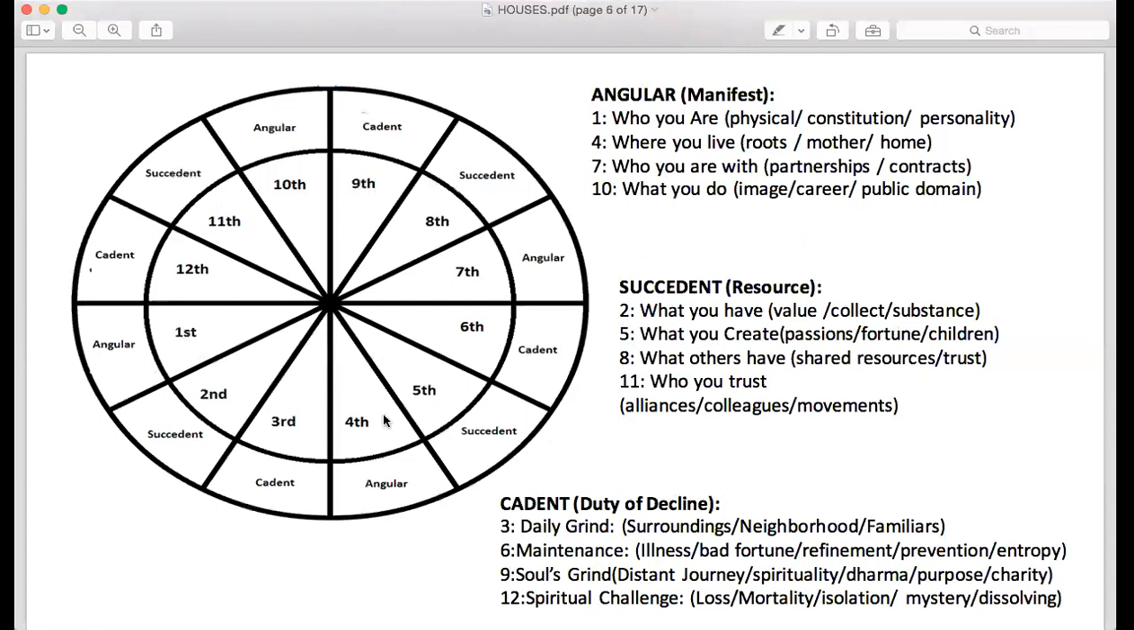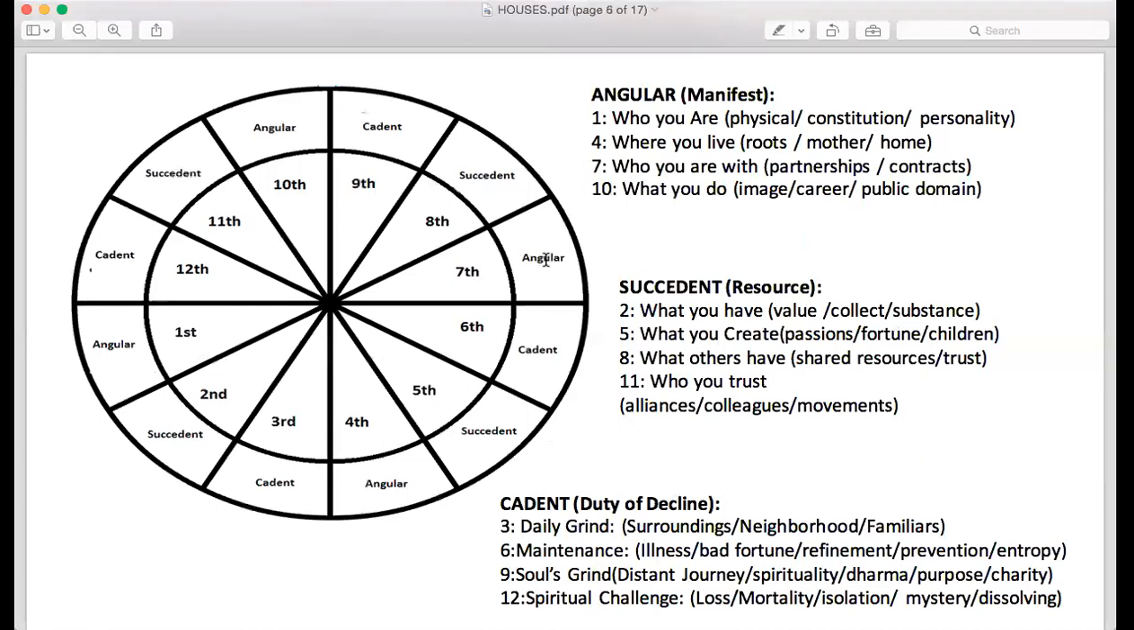Where you live is the fourth. If you look directly below your feet, you're going to find the fourth house. That's where you live. That's your roots, your ancestry, home. The mothership, right?